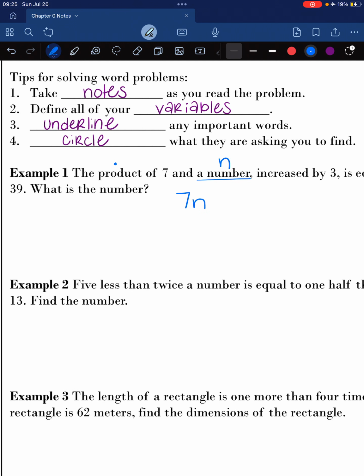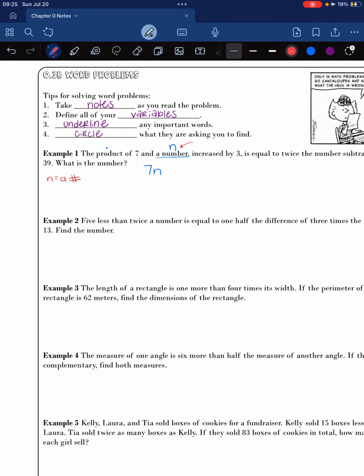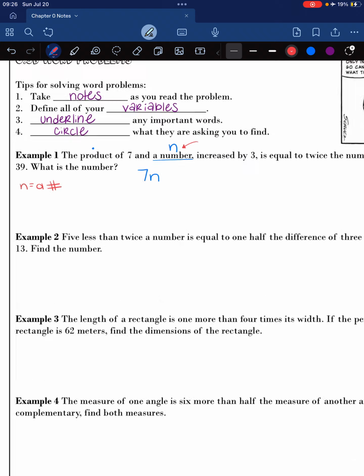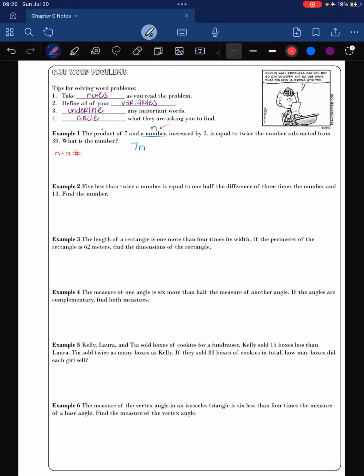And that kind of goes to the number 2 tip. Define all of your variables. If you want to, you could write that out to the side. N equals a number. But really what I did up here is sufficient. I put an n right next to the word a number so I can keep track of what n even means. So that way at the end of the question, I can make sure that when I've solved for n, does that actually answer the question that they were asking, whatever I used for n. So product of 7 and a number, we're good to go.